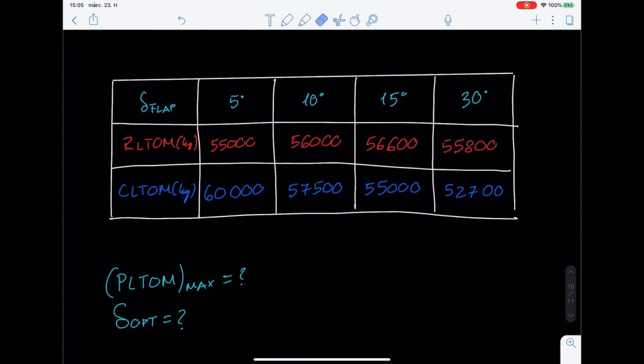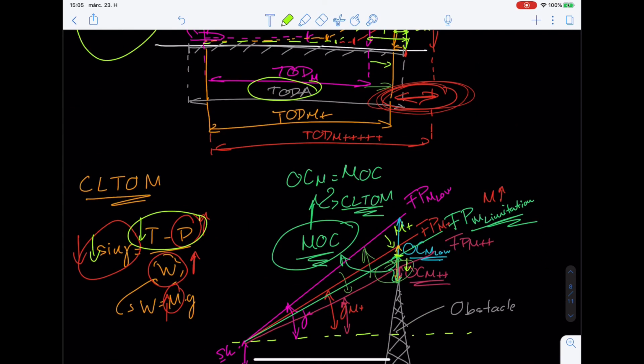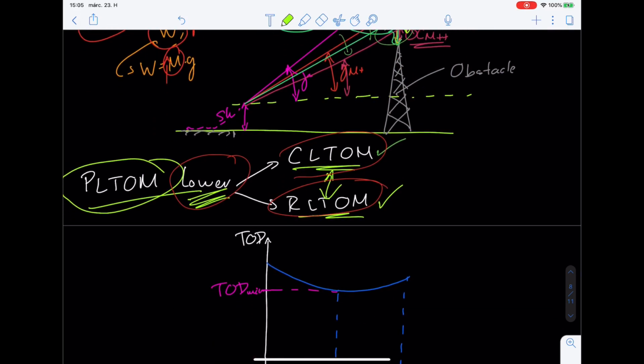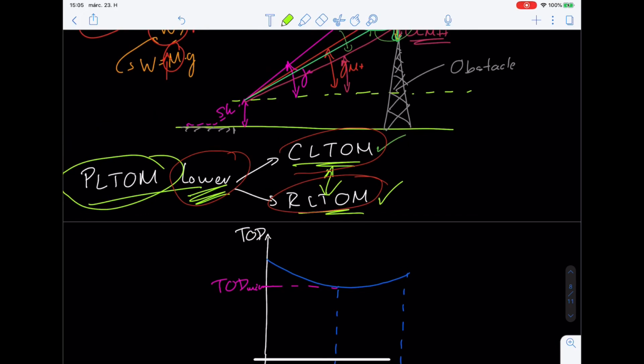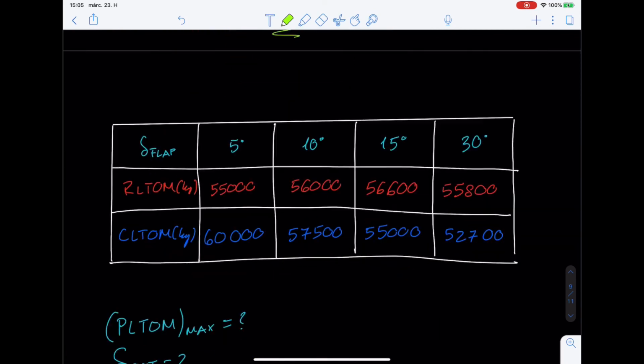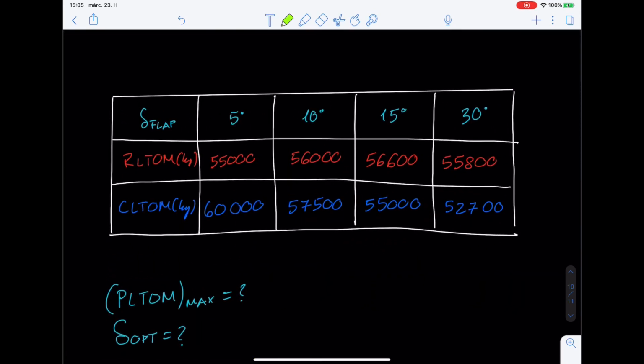Okay, so for the first one, 5 degrees, we have a runway limited takeoff mass of 55 tons, and a climb limited takeoff mass of 60 tons. So what was the definition of performance limited takeoff mass? Let's take a look at it again. Performance limited takeoff mass right here is the lower of the climb limited takeoff mass and the runway limited takeoff mass. The runway limited takeoff mass is 55 tons and the climb limited takeoff mass is 60 tons. So which one is going to be your performance limited takeoff mass? The lower of the two, so of course the runway limited takeoff mass with 55 tons.